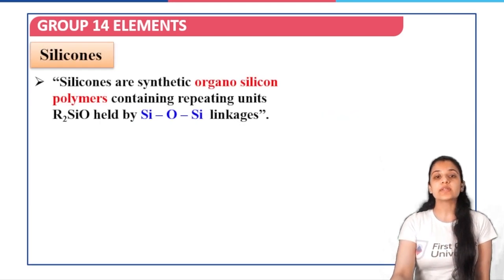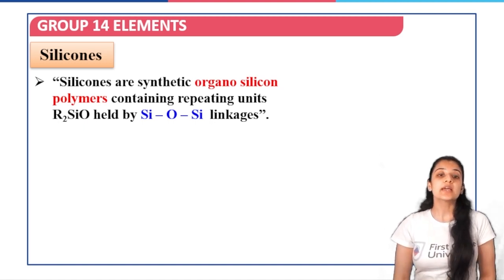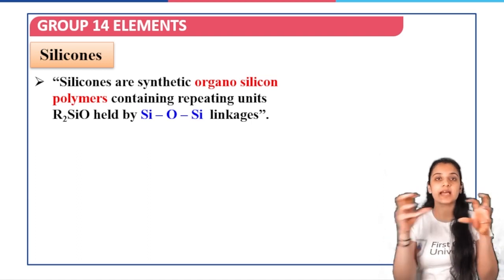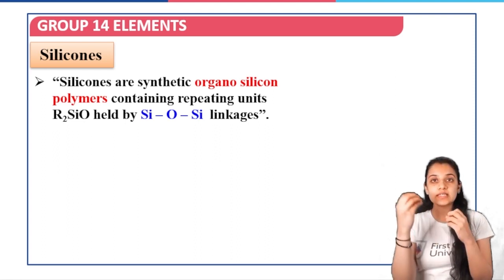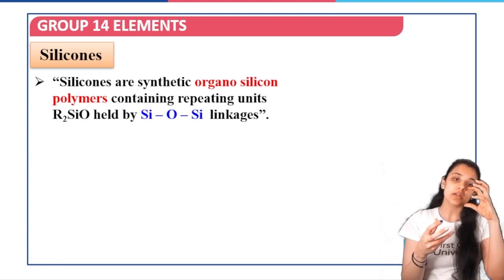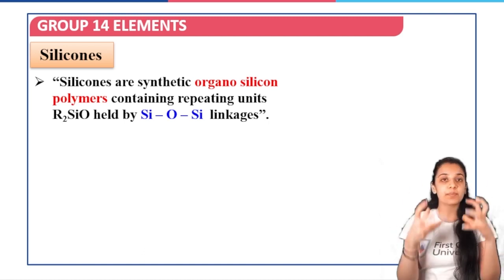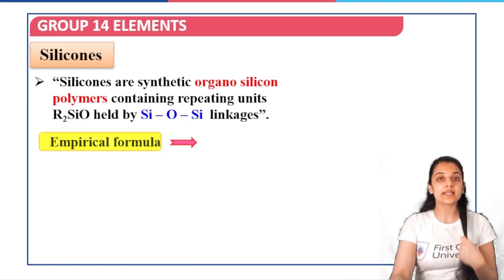Now what are silicones? Silicones, as is clear from the name, are actually organosilicon polymers containing repeating units R2SiO, which are held by Si-O-Si linkages. So what we have is Si-O-Si linkages and organosilicon polymers. These organosilicons means you have Si-O-Si linkages. Apart from that, you also have some organic moiety which is attached to this silicon atom.